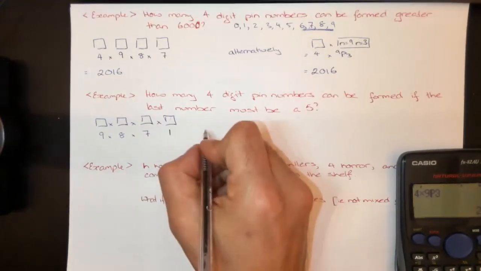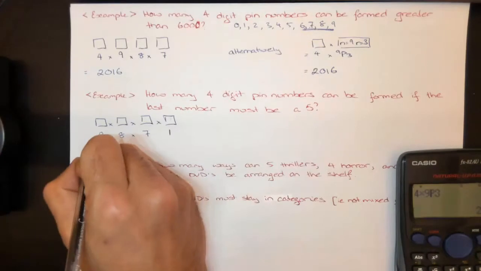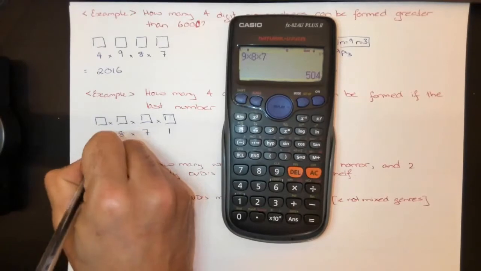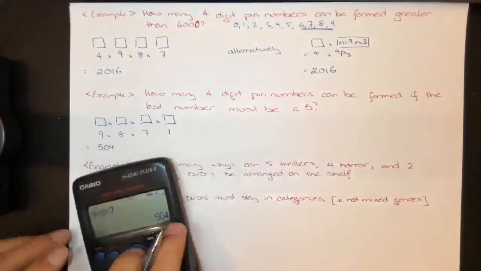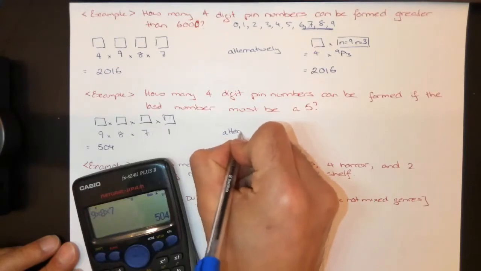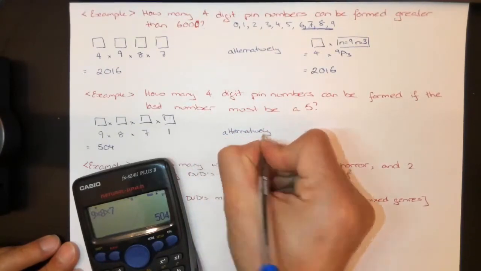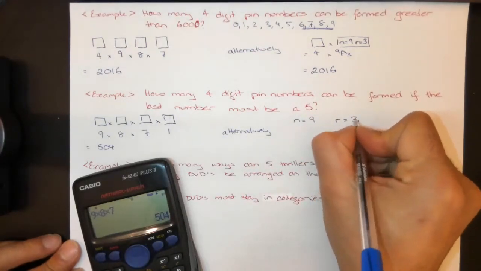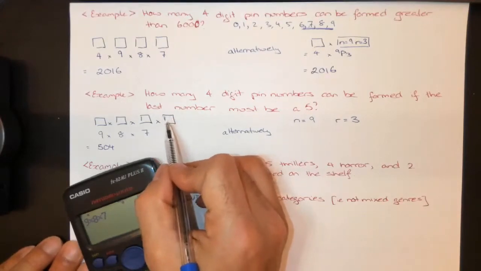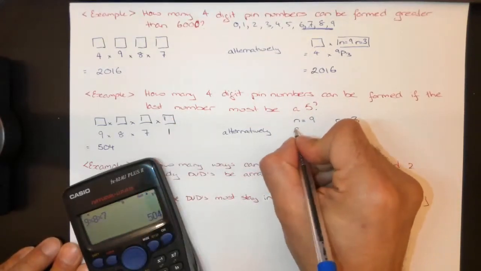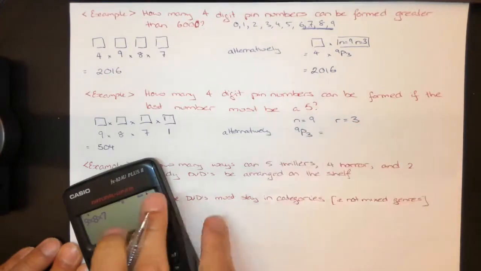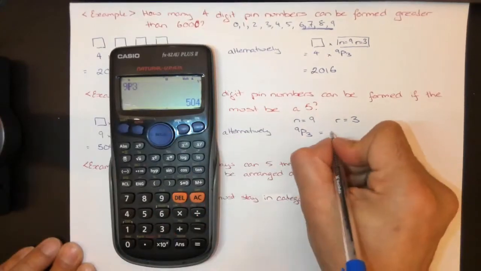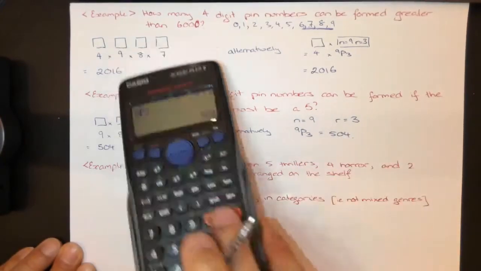So the same thing. So now I've got 9 times 8 times 7 times 1, so I've got 504. Well, as I said, alternatively, in this case, we've got the number of digits being 9. We only want to choose 3 of them, because one of them is set. So we've got 9 permutated with 3, or 3 permutations out of 9. So it gives us 504.